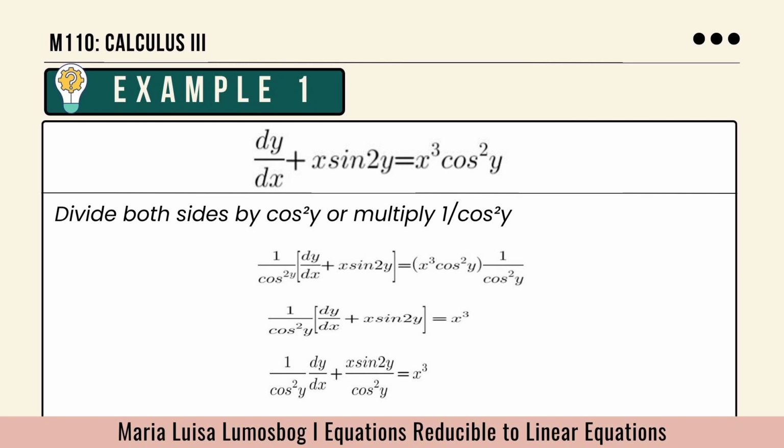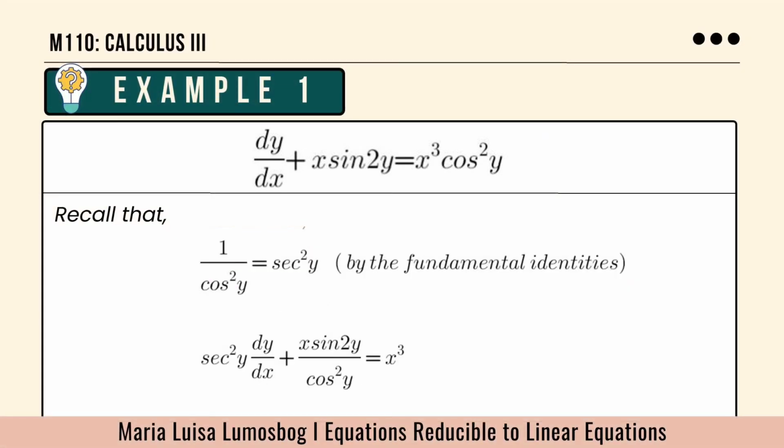Let us multiply 1 over cosine squared y so that only Q is left on the right side. So we have now 1 over cosine squared y times the quantity of dy over dx plus x sine 2y is equal to x cubed. Then let's distribute 1 over cosine squared y to the quantity. So we have 1 over cosine squared y dy over dx plus x sine 2y over cosine squared y is equal to x cubed.